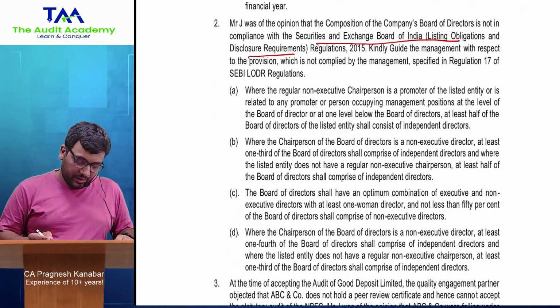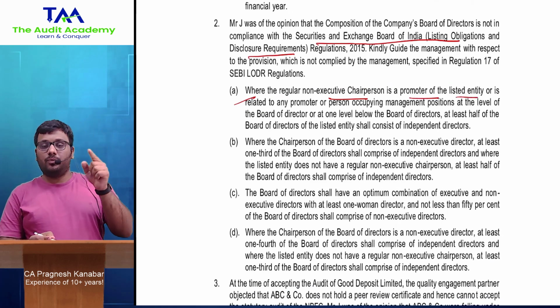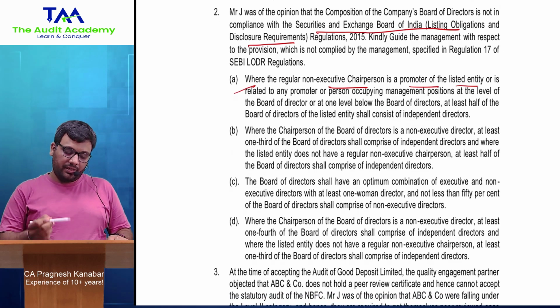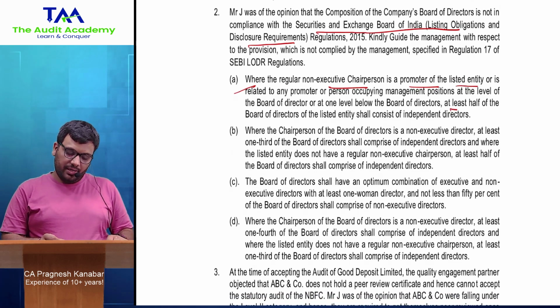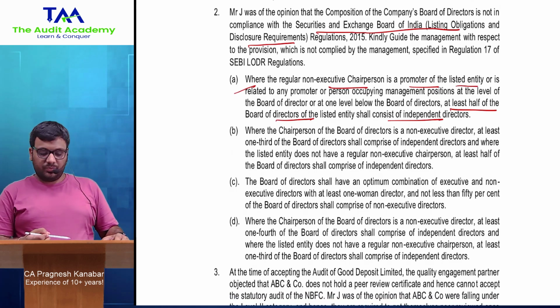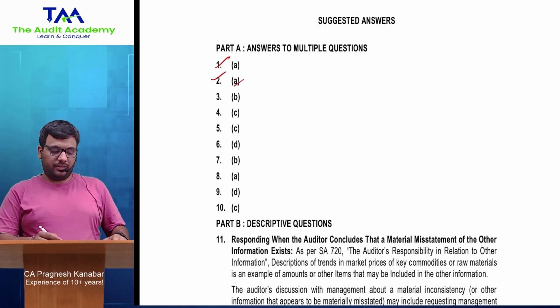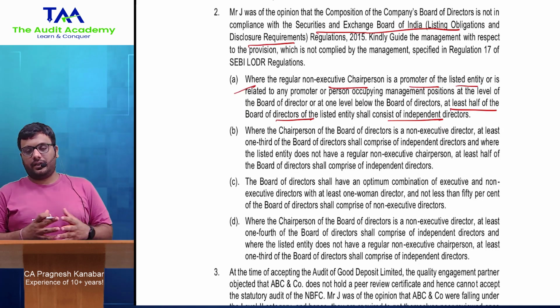Look at this. Where the regular non-executive chairperson is a promoter of the listed entity or is related to any promoter or person occupying management position at the level of the board of director or at one level below the board of directors, at least half of the board of directors shall consist of the independent directors, and this is perfect. All right. As you can see over here also, question 2A answer is given. So this answer is correct.